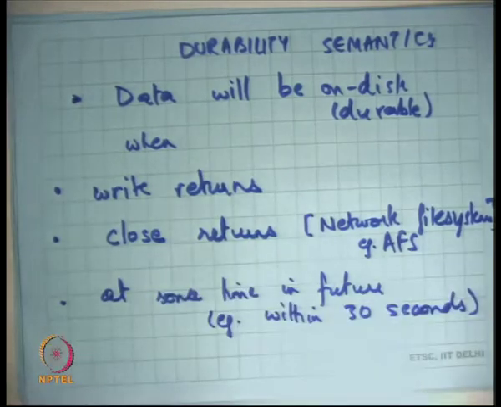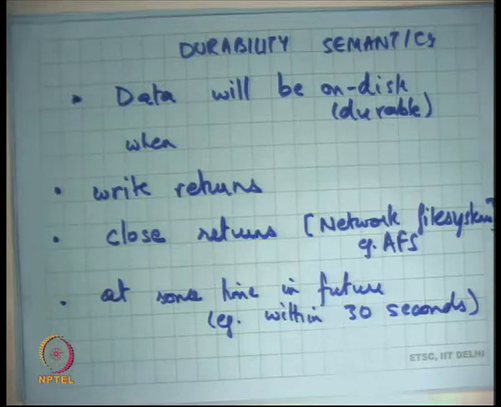Okay. So the write may return, the close may return, but there is no guarantee that the data is actually on disk. The only guarantee is that within some bounded time, let's say 30 seconds, your data will be on disk. But if there is a power failure within 30 seconds, there is no guarantee, right? So this has the highest performance. It's a write back cache.